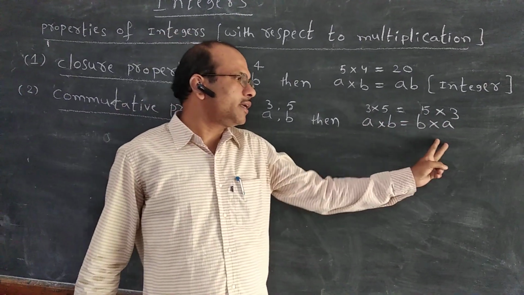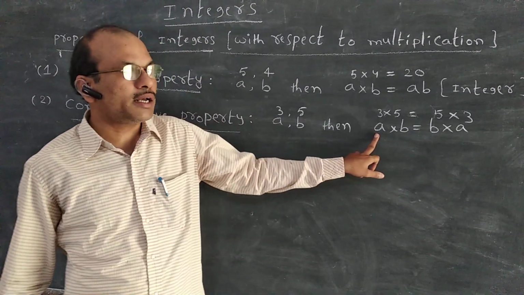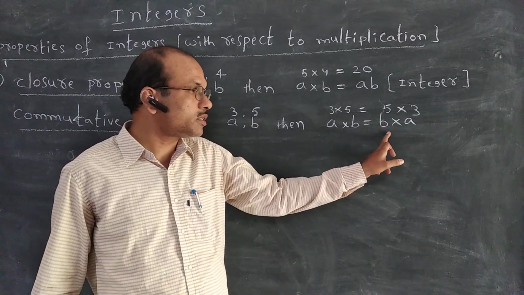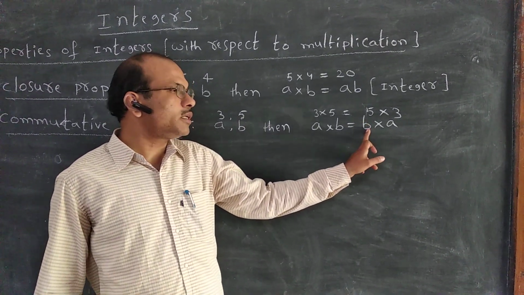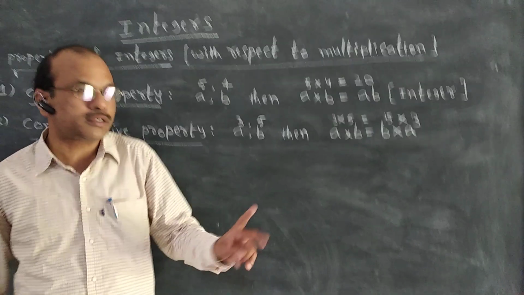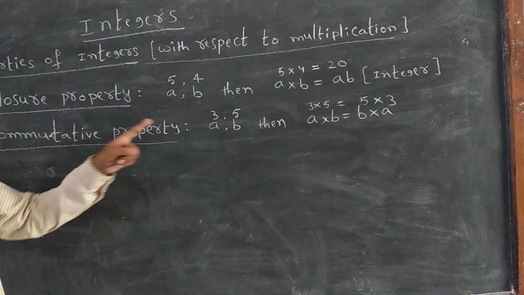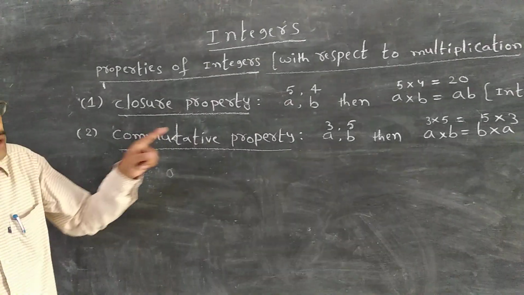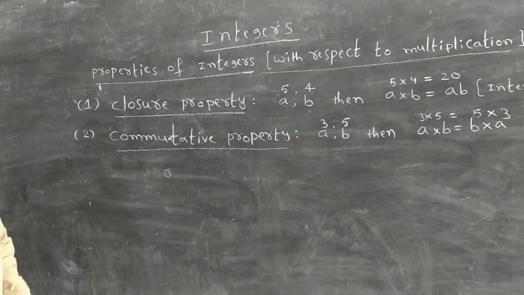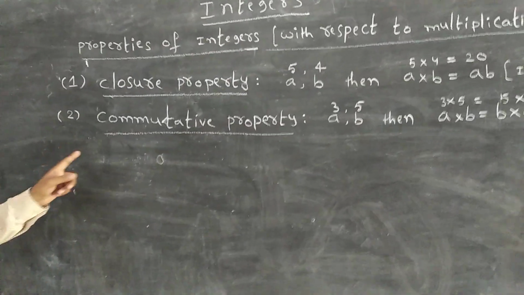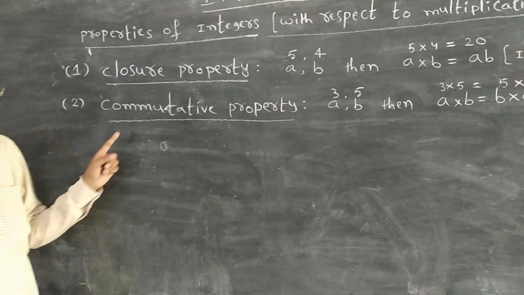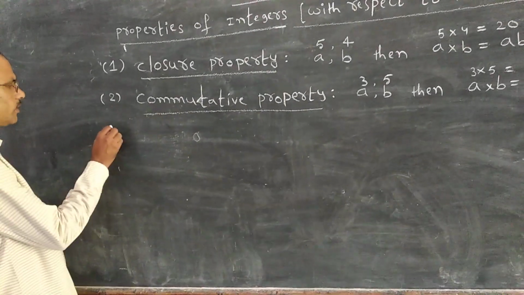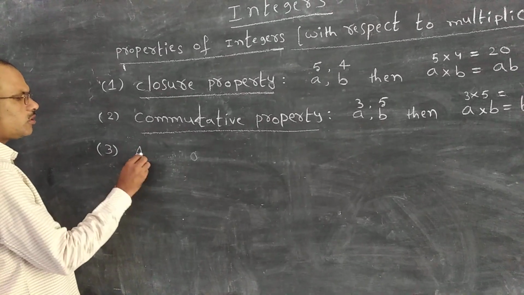So the order only changed. A is taken in the first place and B is written in the second place, whereas on this side, B is written in the first place and A is written in the second place, but the results are the same. According to the commutative property, the result of a into b will be equal to b into a. That is the commutative property. From this we can say integers satisfy the commutative property with respect to multiplication. Then the third property, associative property.